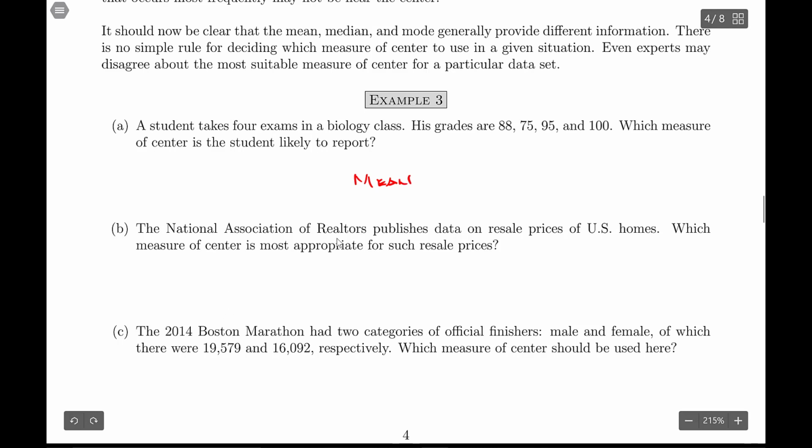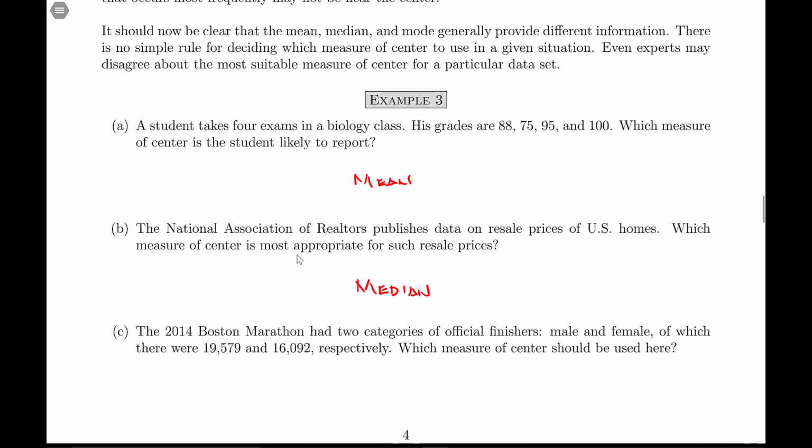The National Association of Realtors publishes data on resale prices of U.S. homes. Which measure of center is most appropriate for such resale prices? And that one's going to be the median. Because when you're talking about home sales, if you guys have ever looked at a home sale guide, it'll talk about a subdivision perhaps, and the subdivision will have a median home price. The reason being is because you may have some really, really expensive homes in that subdivision that would pull the mean price way up, or you might have some homes that are in disrepair that don't have the same value that they should, and that would pull the mean price way down. So the median price is what most realtors are going to look at.